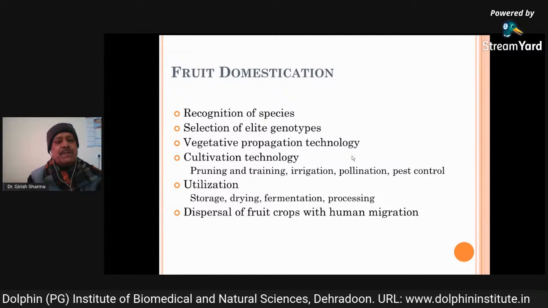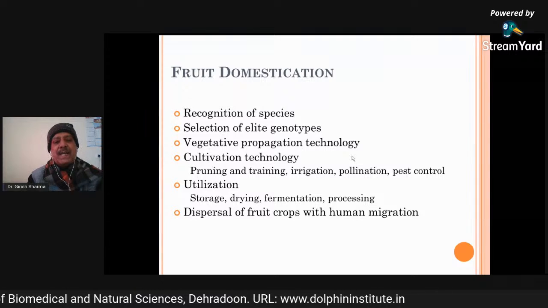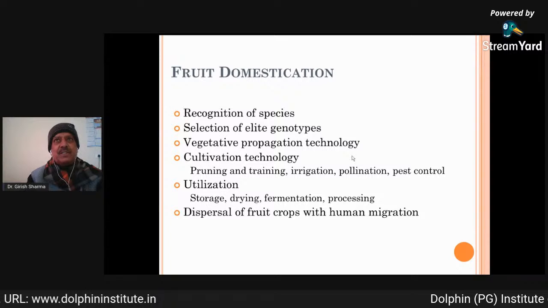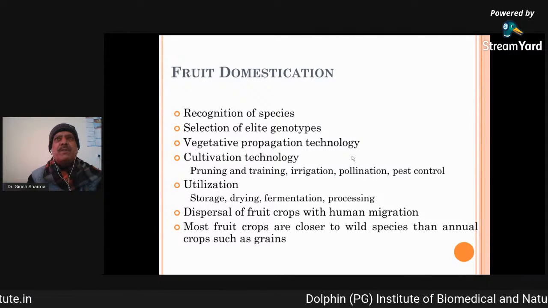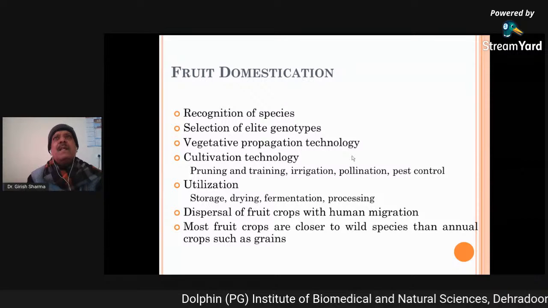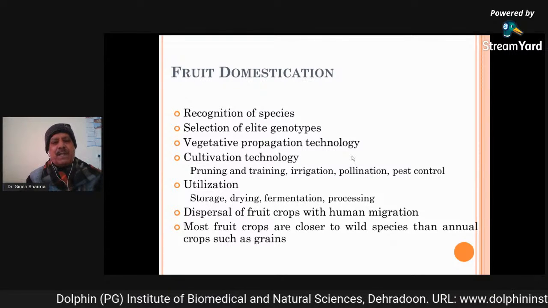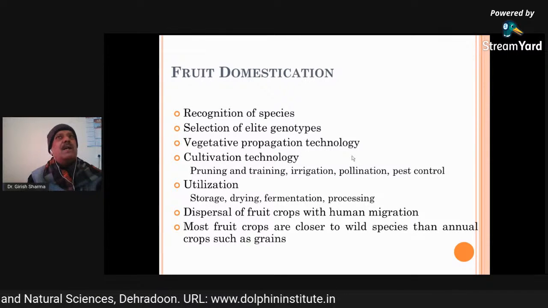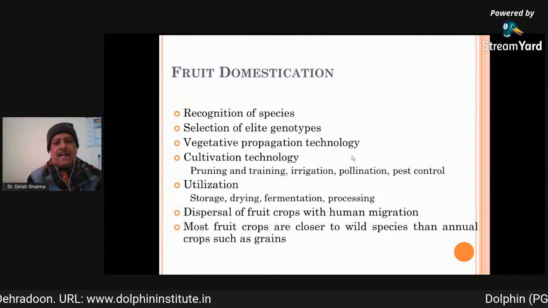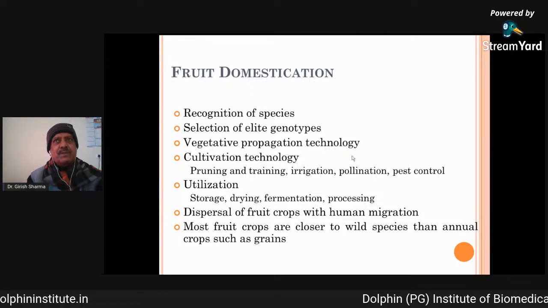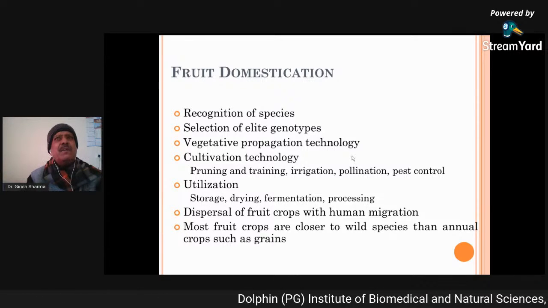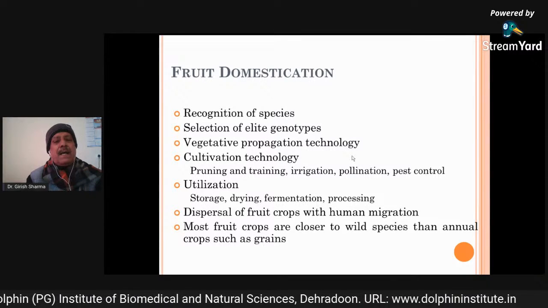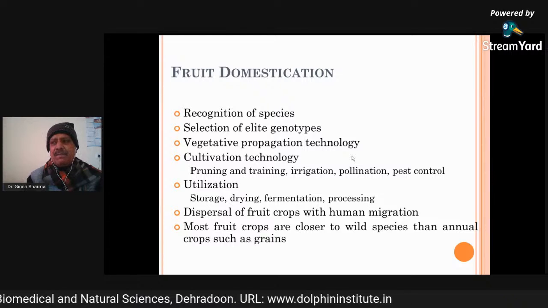Then the dispersal of fruit crops with human migration. As already said earlier, for several fruit crops, there are incidences that the crop was not available in one particular place and now it is growing in a very large quantity. An example is guava, which is indigenous to South America, and presently in India it is cultivated to such an extent that it is difficult to believe that this crop is not an Indian crop but has been introduced.